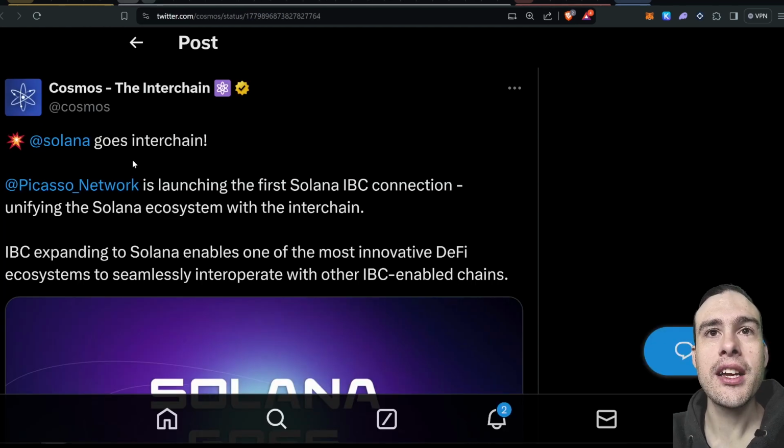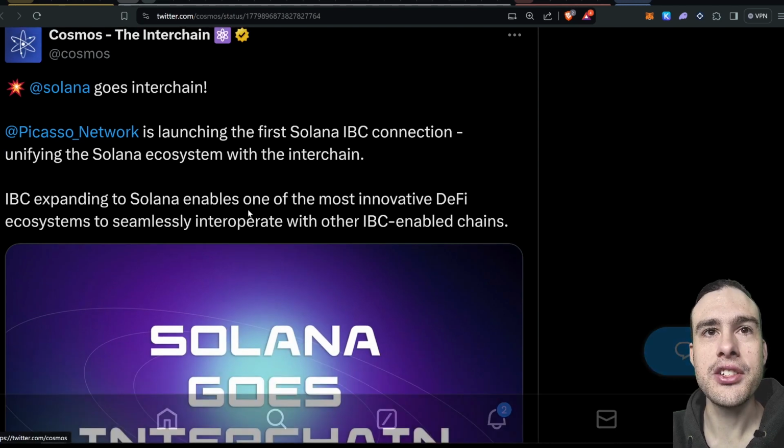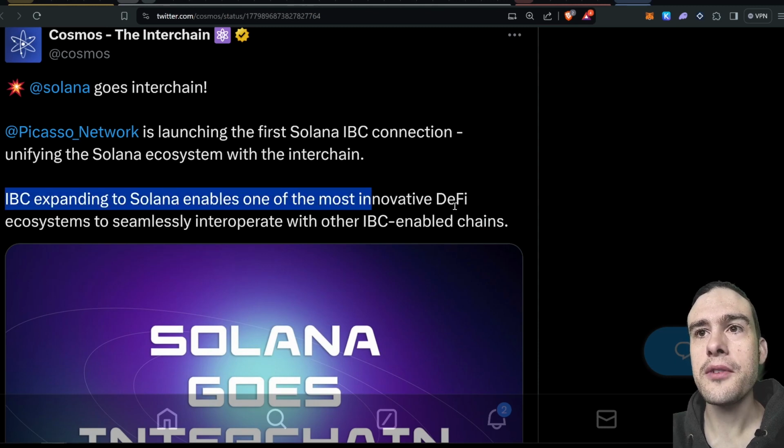And also Solana has gone interchain. Picasso Network is launching the first Solana IBC connection. So really, really cool. Solana already has decent connectivity with the Cosmos ecosystem. I'll have a whinge about Injective's new disconnect, but anyway. The IBC will be really good for getting into Injective and other Cosmos-based blockchains. So IBC expanding to Solana enables one of the most innovative DeFi ecosystems to seamlessly interoperate with other IBC-enabled chains.